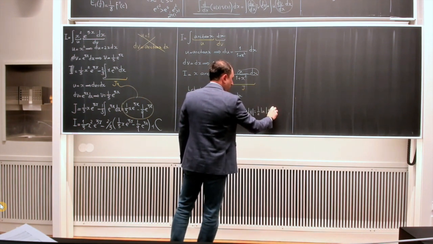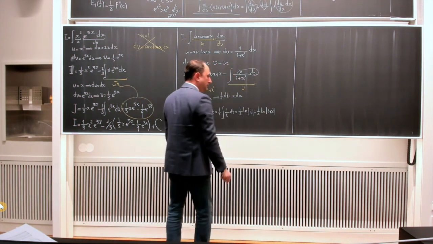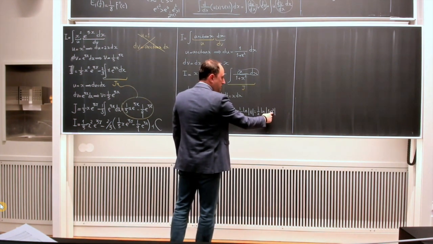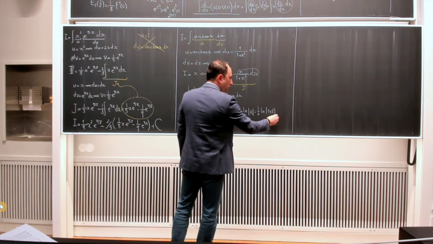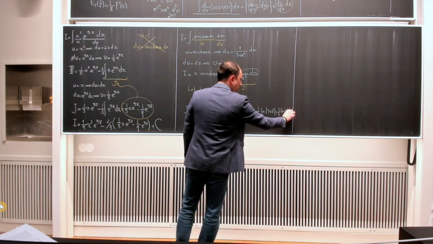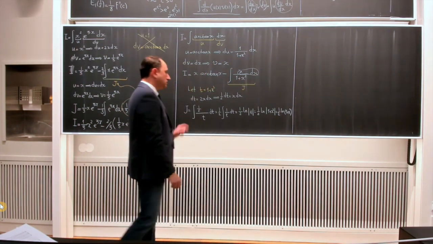Absolute value of 1 plus x squared. But do I really need absolute value here? The answer is no, because x squared is non-negative, so I don't need to write absolute value. So I remove it when I don't need it. So that is the answer to j.